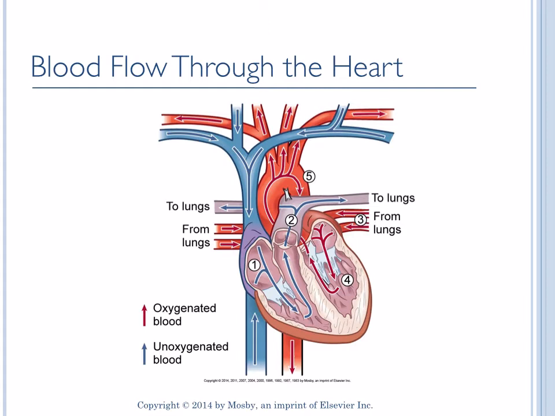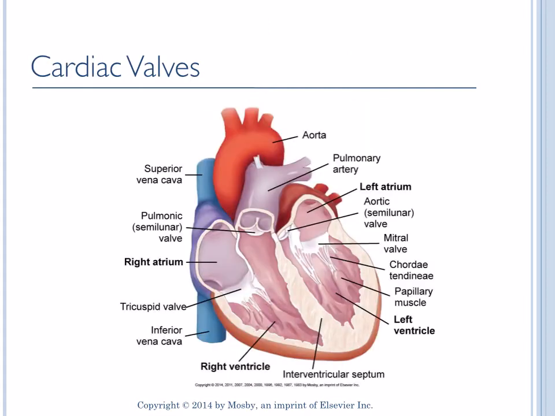Blood flows from the right atrium to the right ventricle and then is pumped to the lungs to receive oxygen. From the lungs, the blood flows to the left atrium, then to the left ventricle. From there, it is pumped to the systemic circulation. So this is the basic information you should know about the blood flow through the heart. So let's go to the next slide.